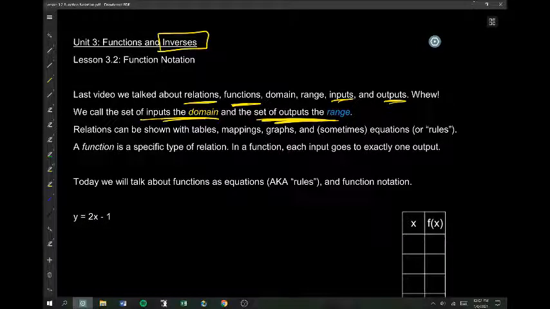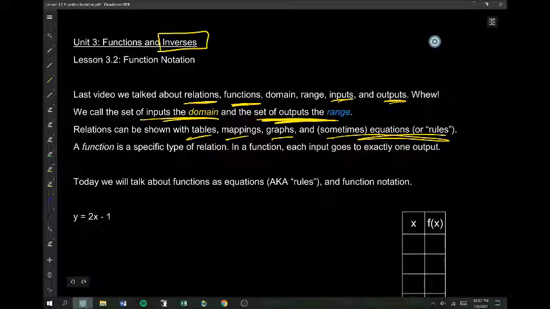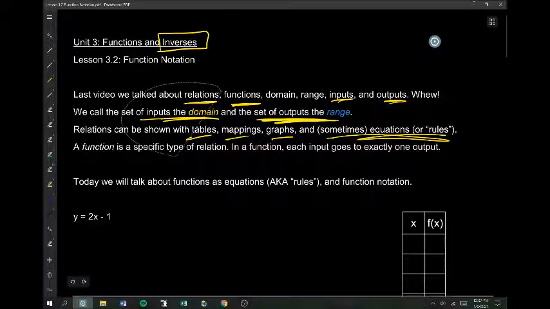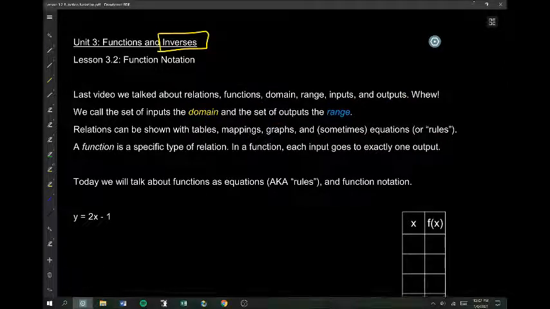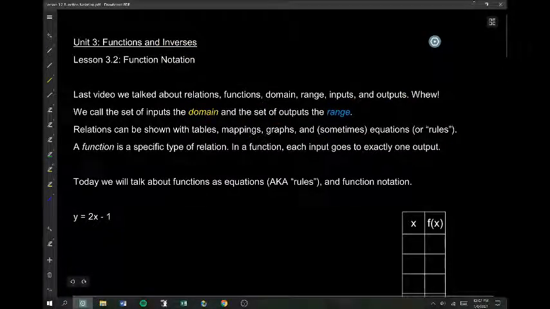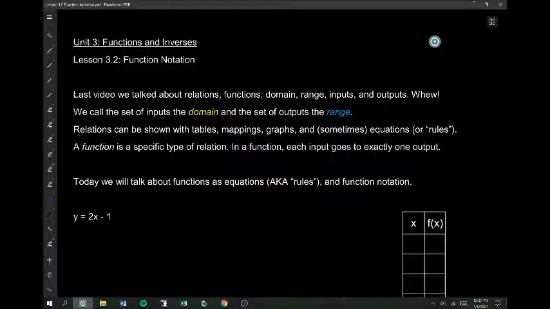We showed relations with tables, mappings, and graphs, and we didn't talk about equations or rules last time, but we will today. The word rule is kind of the mathy word for equation. So if you hear the word rule, it means the equation, the process you're following.